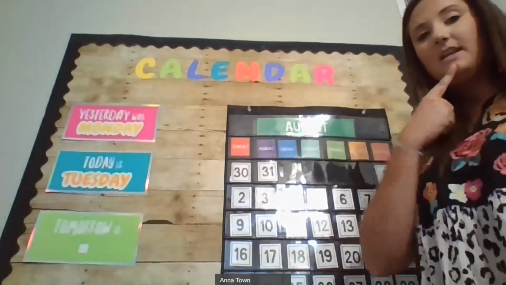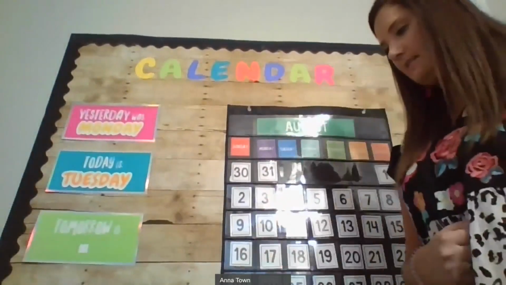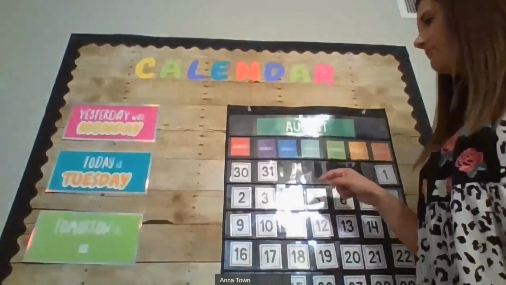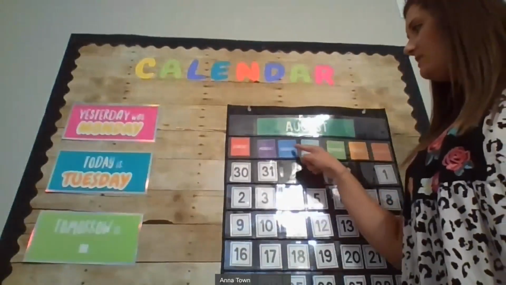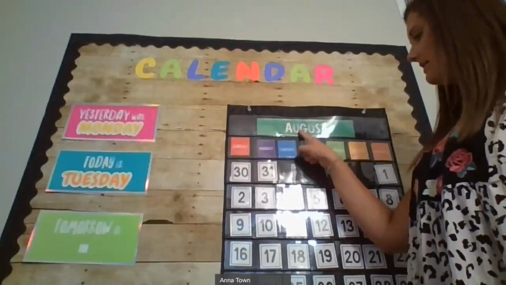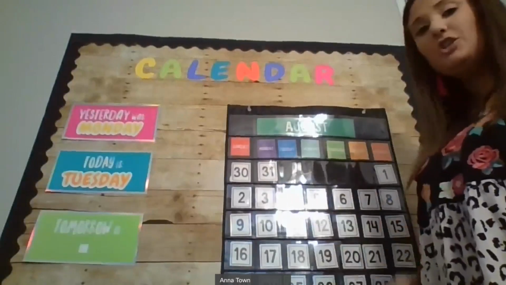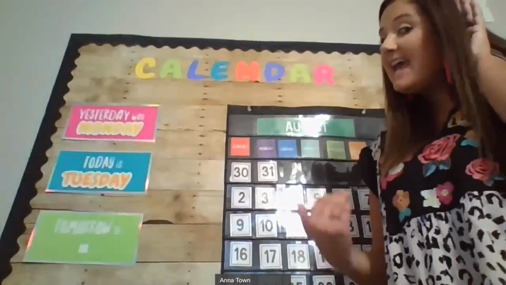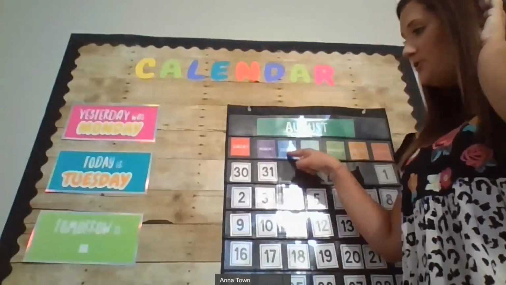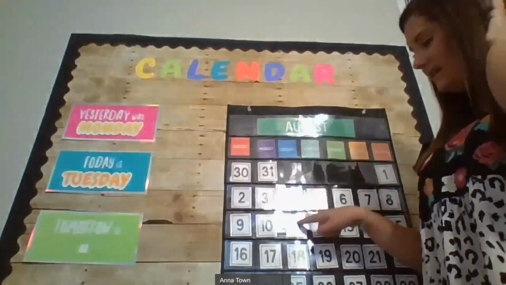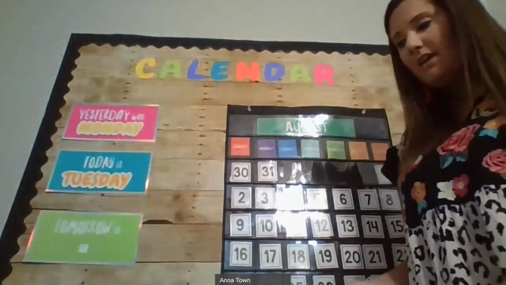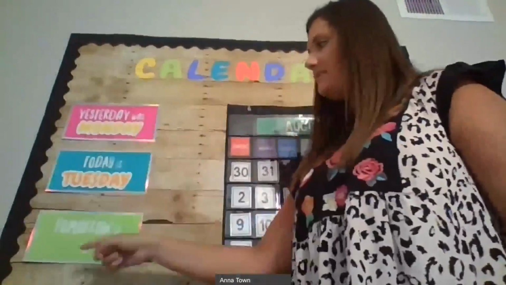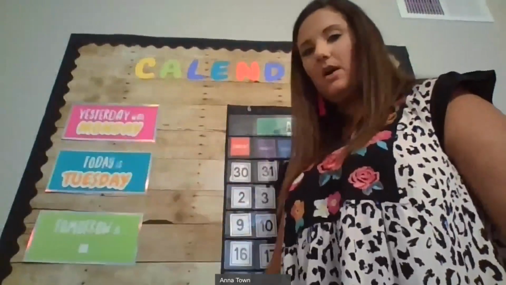I'm going to say the date, then I want you to say the date. Today is Tuesday, August 11th, 2020. Now you say it. Today is Tuesday, August 11th, 2020.